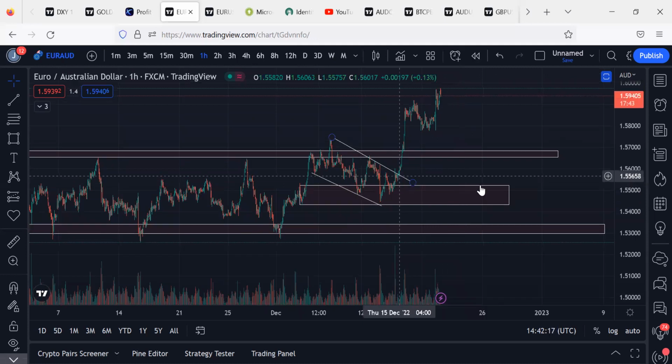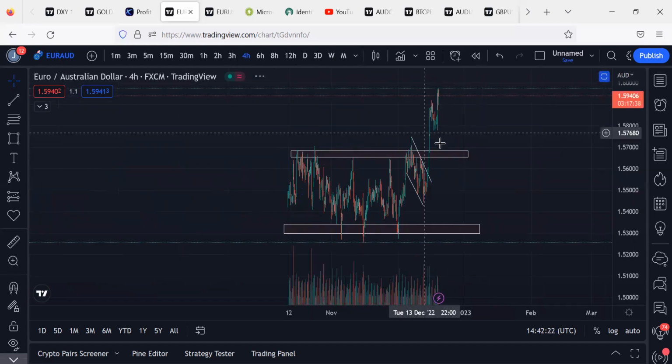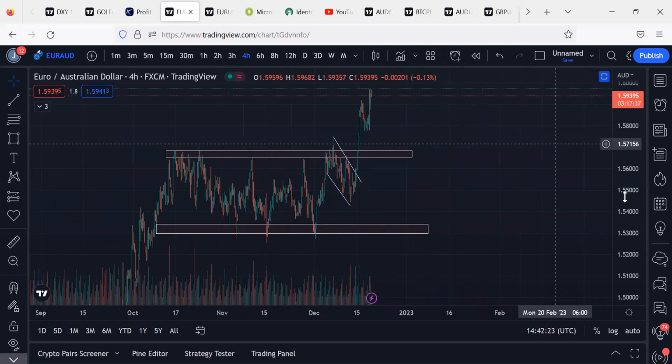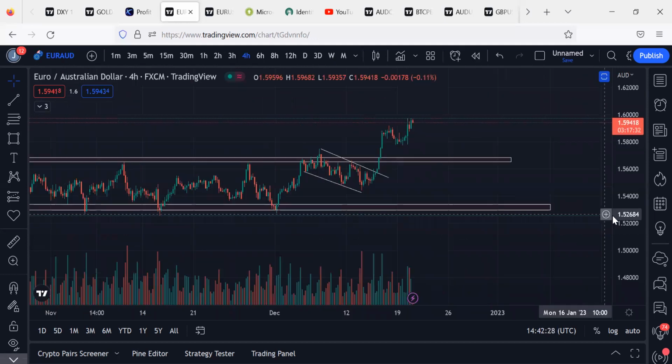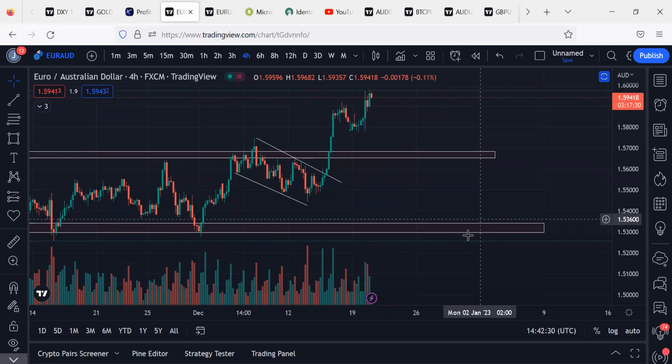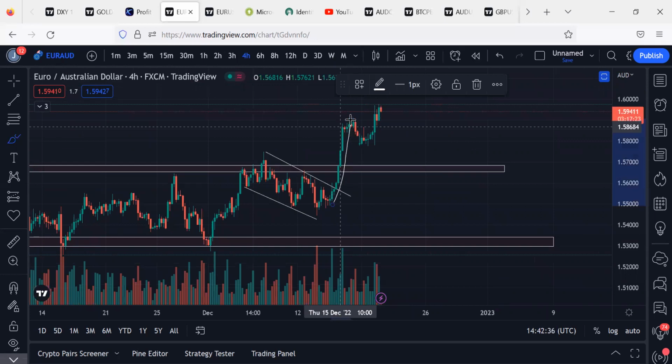Now, what are we doing right now? Let's go back to our 4 hour chart. So what are we doing right now? We've broken this to the upside, which was this massive run you saw here. Then we retraced, where's my brush? We broke this to the upside. I took my first take profit here.